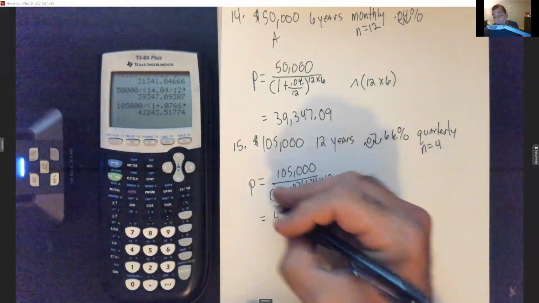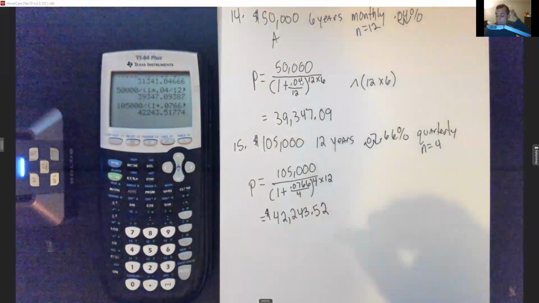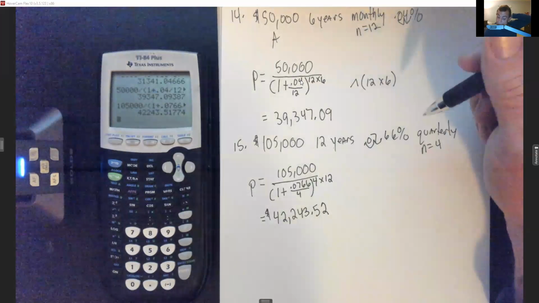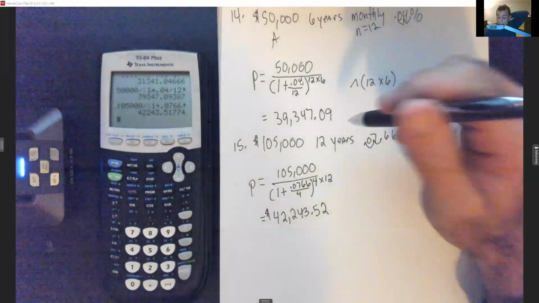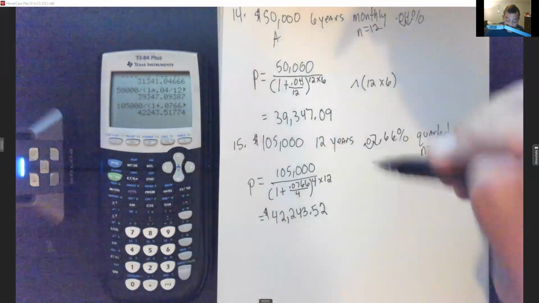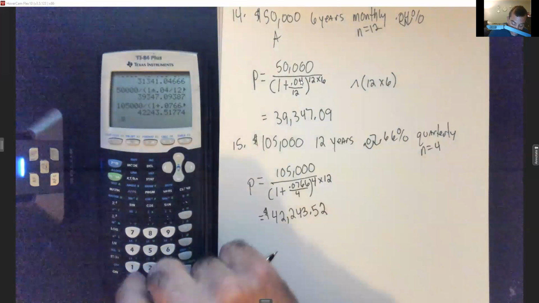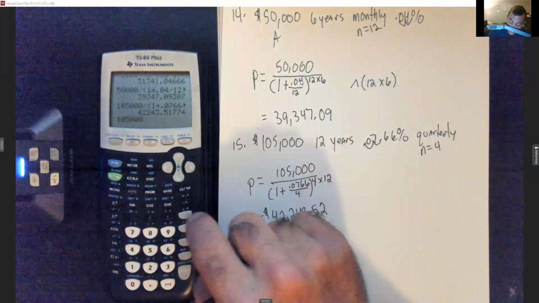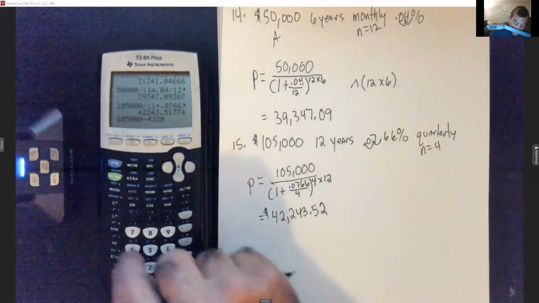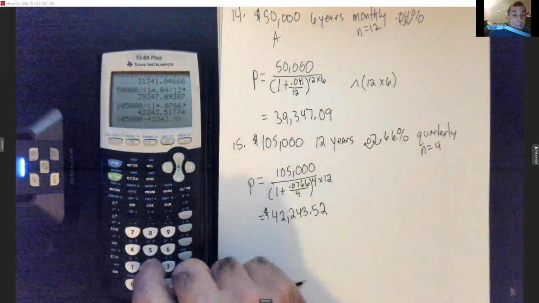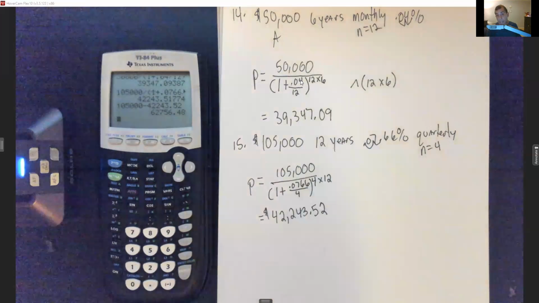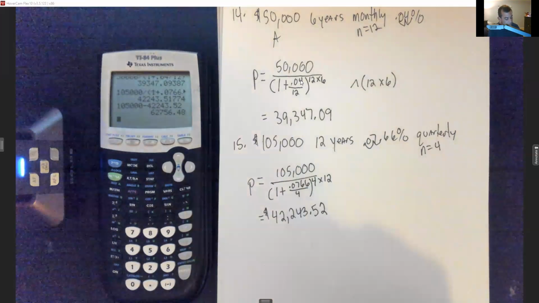So if I want 105,000 and I'm getting about a 7.66% interest rate, and I've got to do this in 12 years, I need to invest 42,000. But look what I made in those 12 years, y'all. That 105,000, if you subtract 42,243.52, that means I made $62,000 in those 12 years to help towards my kids' college.